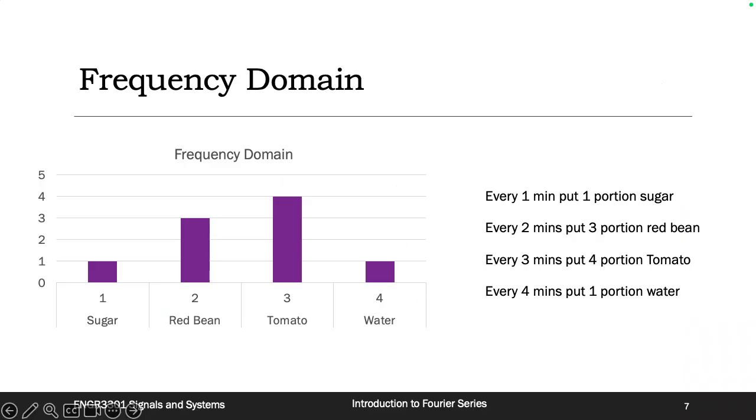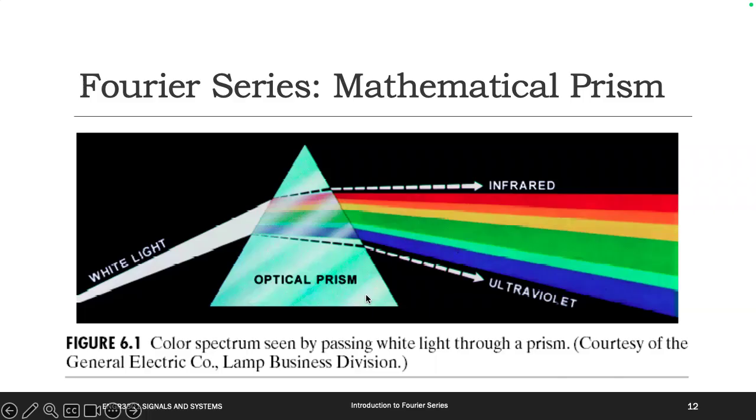Okay, let me ask you a question. For a specific thing, a specific signal, is its time domain representation and its frequency domain representation always the same? Is it always the same? For one specific signal, is its frequency domain representation always the same, do you think?